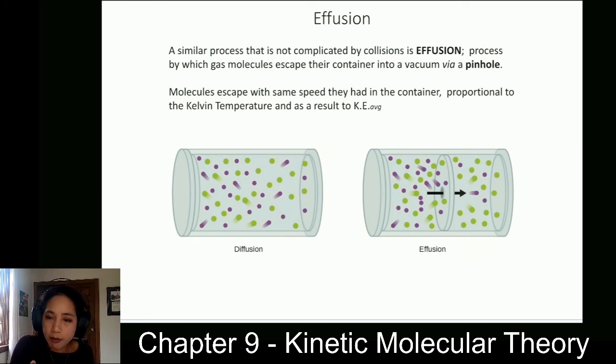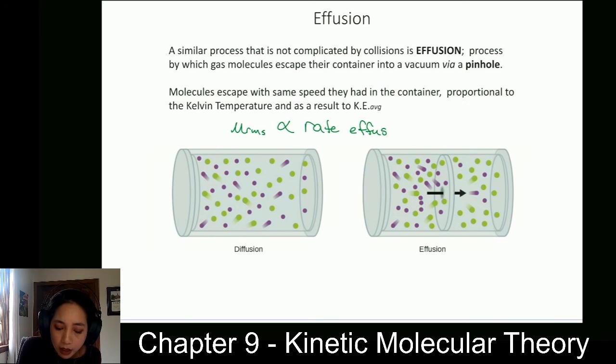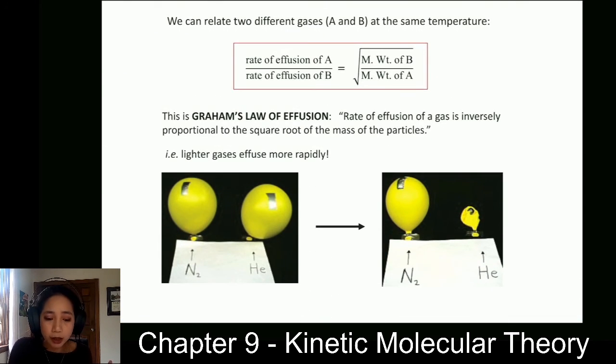So here, our main picture is that the root mean squared velocity of a sample is directly related to its rate of effusion. The faster those particles are moving, the more they're bumping into the walls of the container, and the more often a particle will go out the pinhole of that container. A calculation we can do relating to effusion compares two different gases at the same temperature.